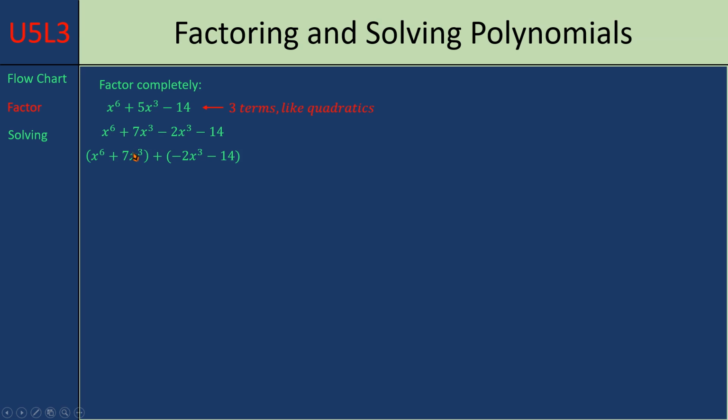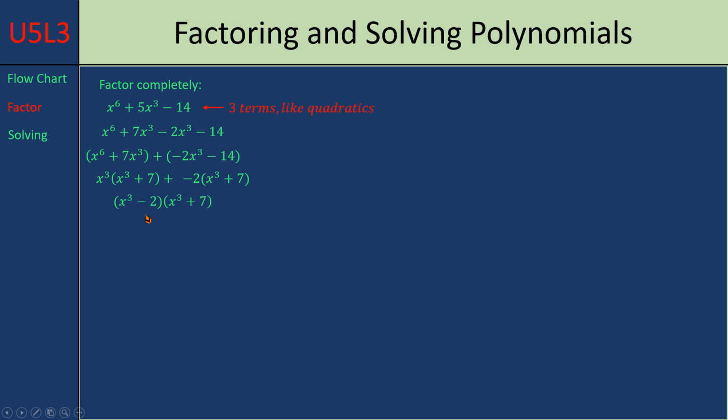And then you group the first two, group the last two. Take out x cubed from both of them. And then take out a negative 2 from the back. Now I have x cubed plus 7. See, that's the same now, so you can put them together. x cubed minus 2 times x cubed plus 7.